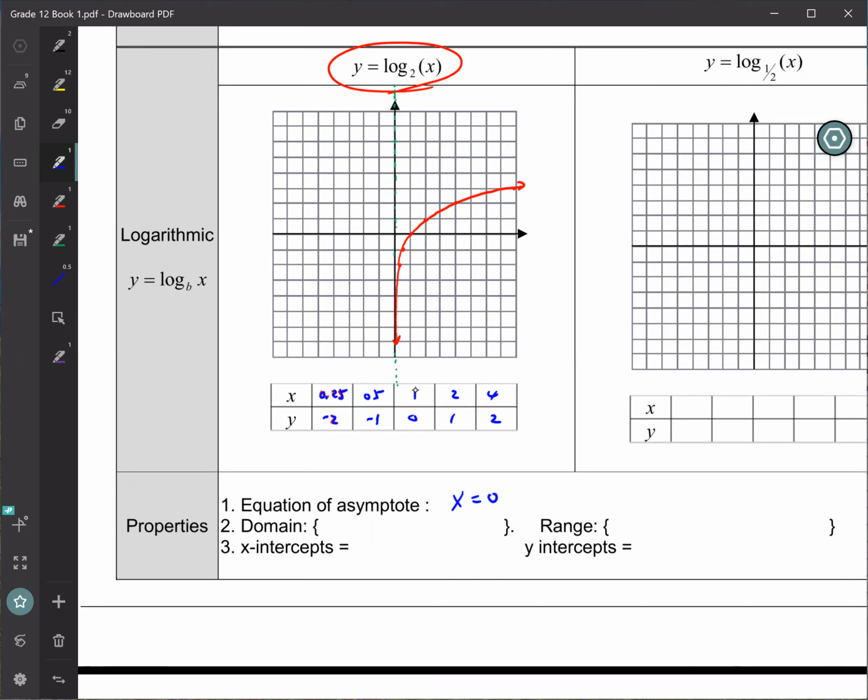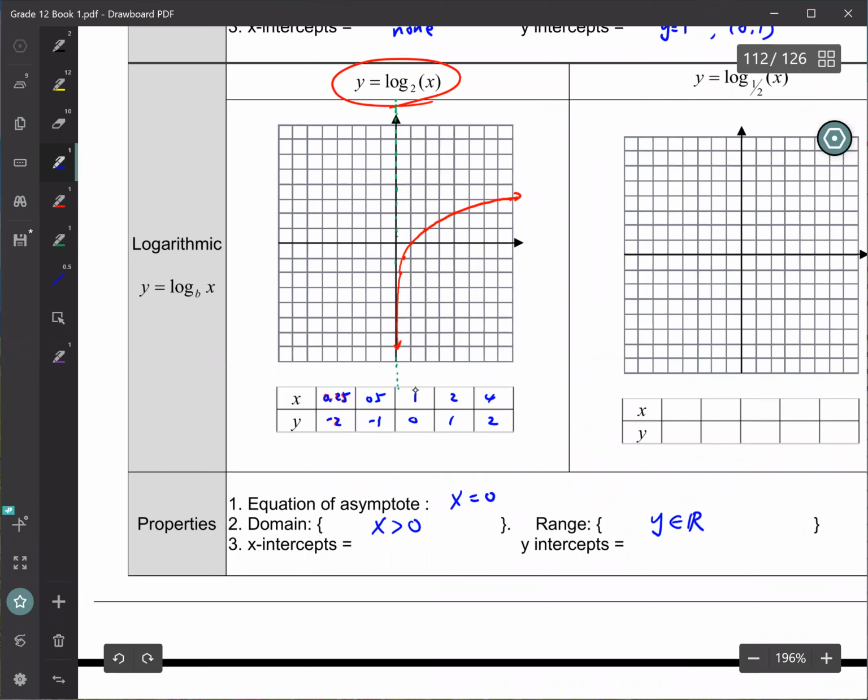Okay, and what's the domain and range? Donna? Domain is x greater than 0. Yeah, range? Y equals all real numbers. Yeah, okay. And then x-intercept and y-intercept. Cindy? X equals 1 and y is none.